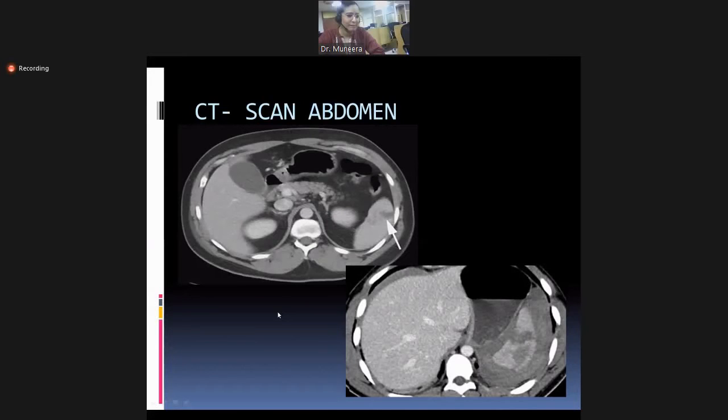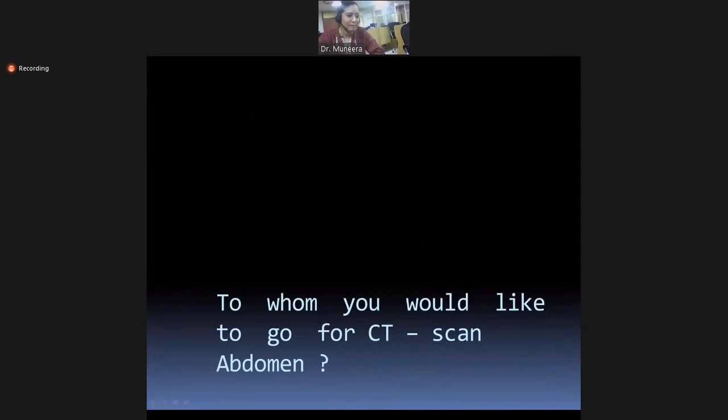To whom would you like to go for a CT scan abdomen? Yes, this is a very important question. To which category of patients would you like to go for a CT scan abdomen? You can write your answers in the chat box, students.